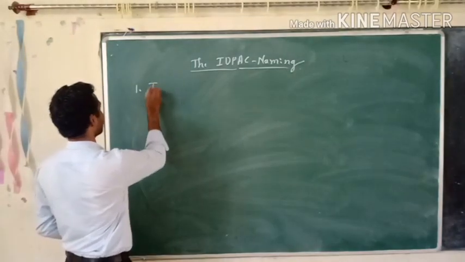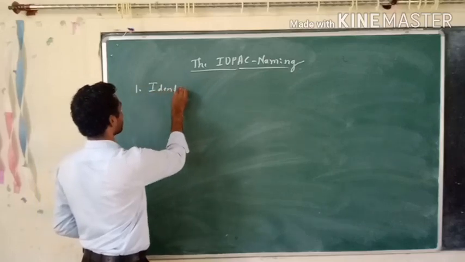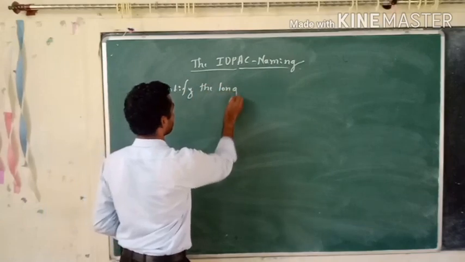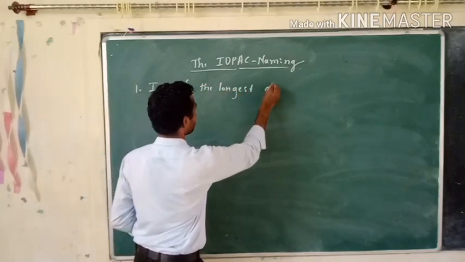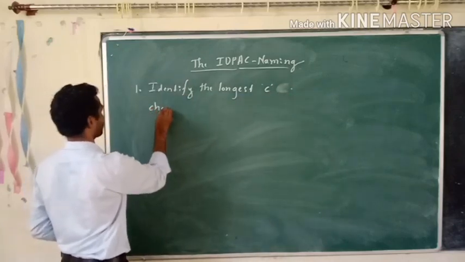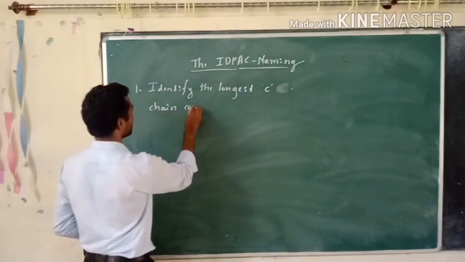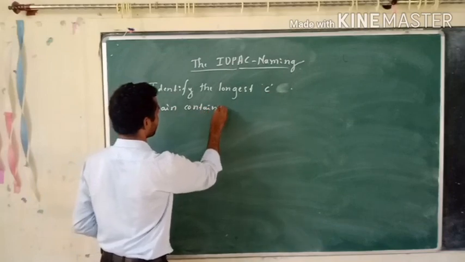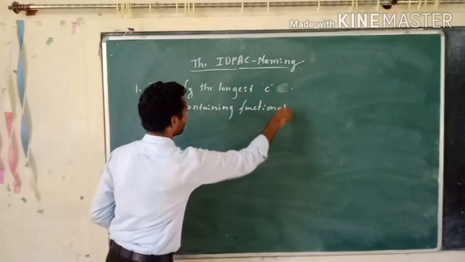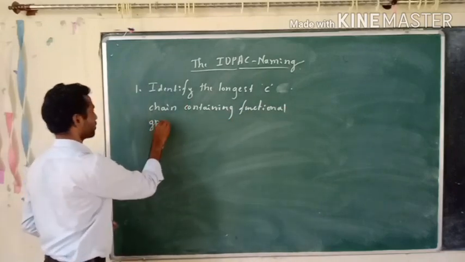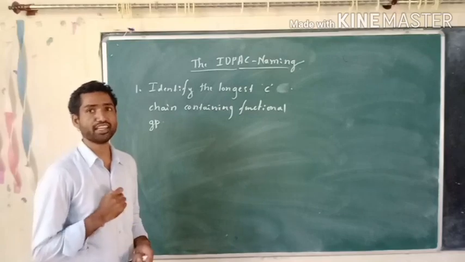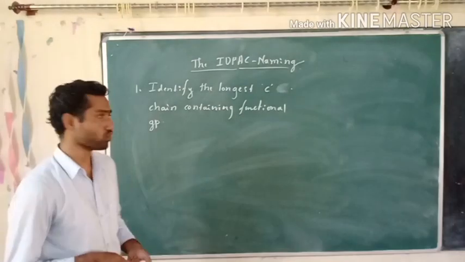So what is that? Identify the longest carbon chain containing functional group. This is the first rule you have to follow.